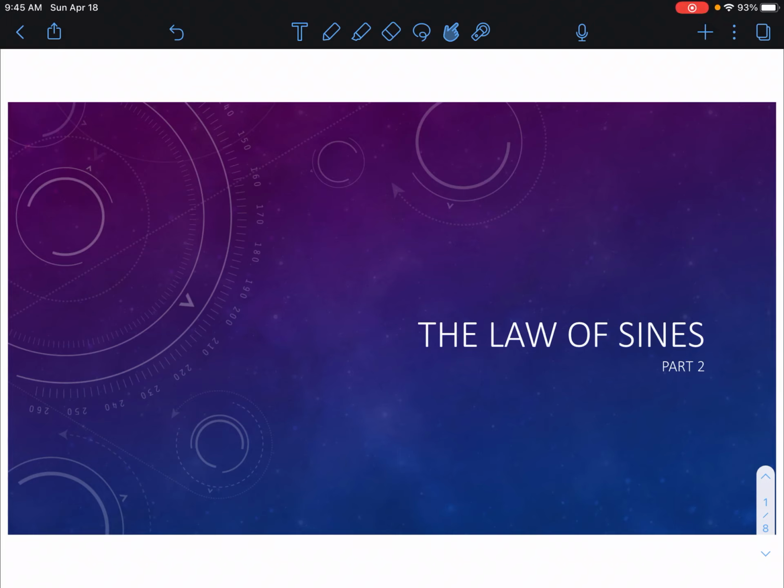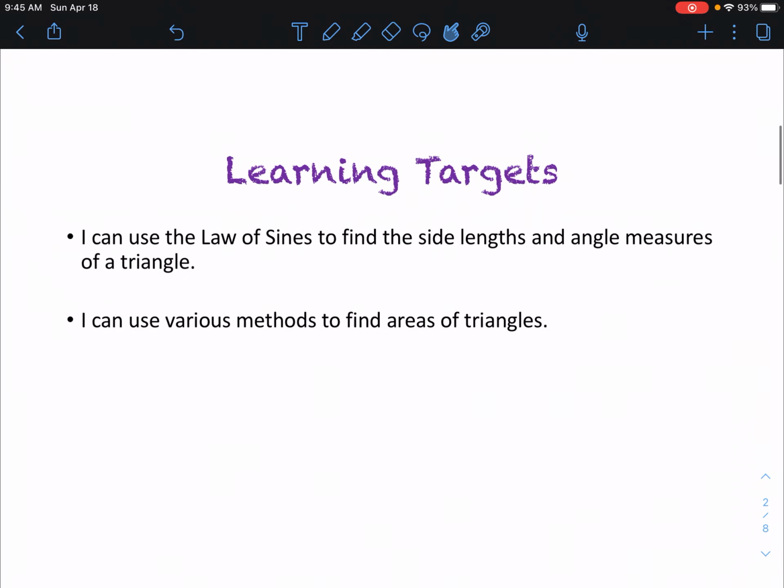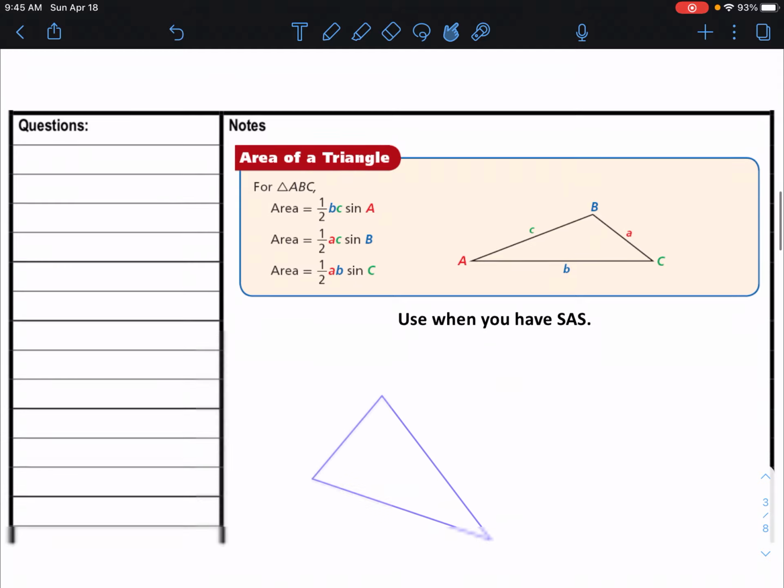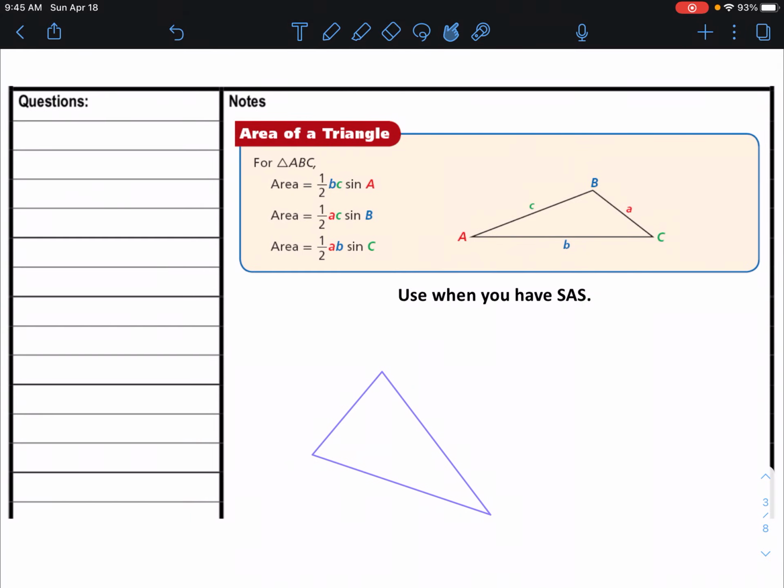Okay, in our first video on law of sines, we talked about how it's derived. We also found a new formula for an area of a triangle. Today, here are our learning targets. And here was the formula for area of a triangle that we derived.